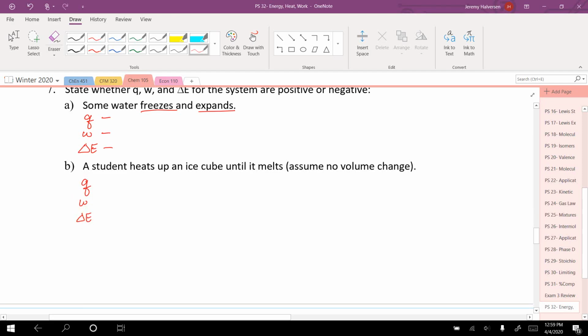A student heats up an ice cube until it melts. No volume change. What does that no volume change tell you? Well, that means work is 0, right? Because work equals negative P delta V. So if there's no delta V, there's no work. Okay? And you heat it up, so you're adding heat till it melts. So that means my delta E must be positive.